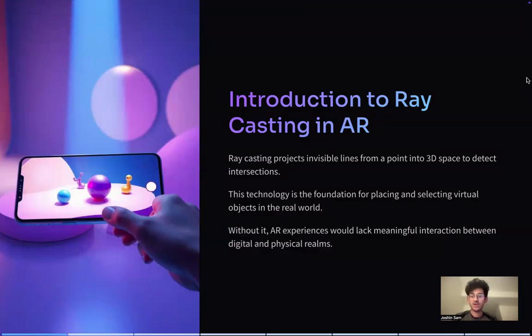So you might be wondering what even is raycasting. Raycasting is basically an invisible line from a point to 3D objects in 3D space to detect intersections so that we can place and select virtual objects in the real world. Without raycasting, it would be difficult to have a meaningful interaction between digital and physical realms.